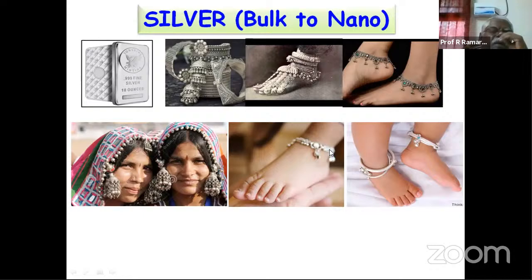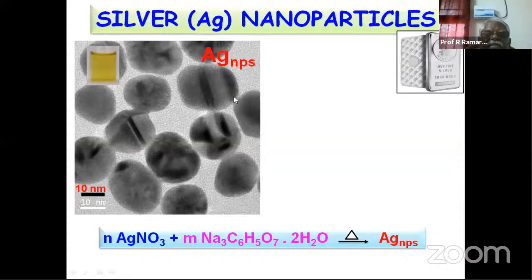Instead, you don't need such bulk material, kilograms of silver. Instead, you make a silver nano solution. Just a few milligrams. We normally take in our lab to make a 5 ml or a 20 ml colloidal solution.